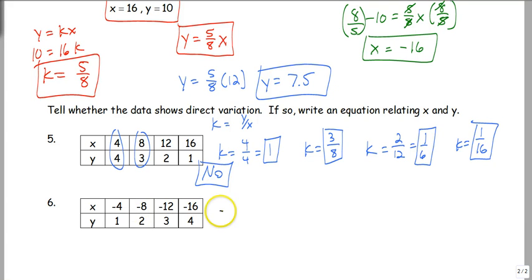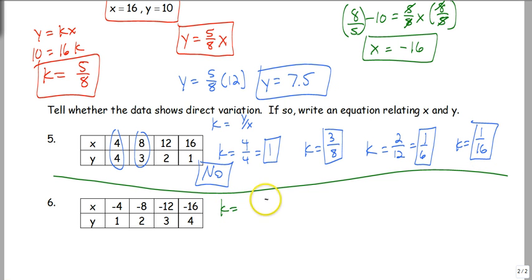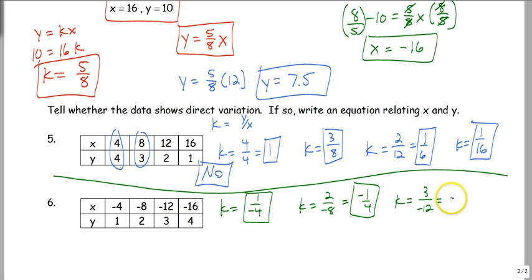Let's go to the last one. k is equal to, again, y over x. So we have 1 over negative 4 or negative 1/4. The second one I get k equals 2 over negative 8, which again simplifies to negative 1/4. You have to double check everything though. That is negative 1/4. And finally, k is equal to 4 over negative 16. Again, negative 1/4. So, we have the value of negative 1/4 for k that's constant, which means we have direct variation.